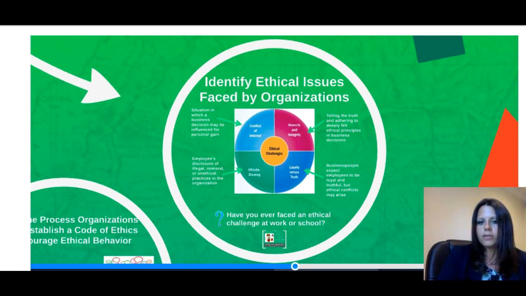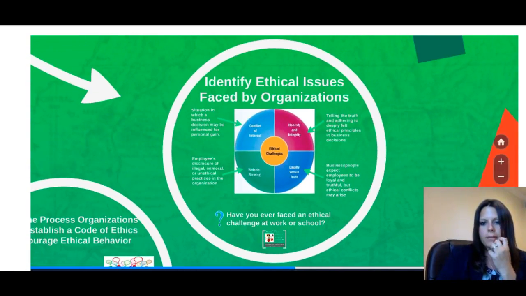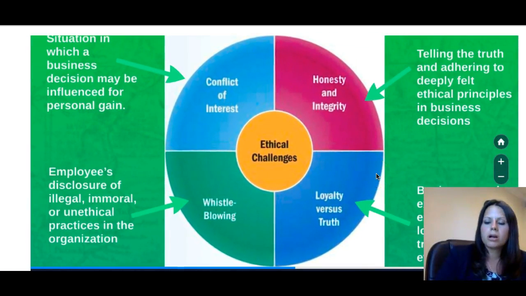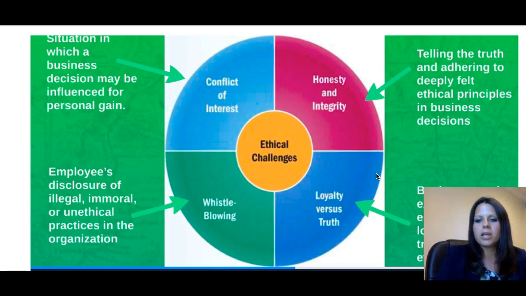Now there are 4 different kinds of categories you can put ethical challenges into. And you'll see those on the screen now. I'm going to just zoom in here so you can see it a little better. So the 4 areas we talk about are these ideas of a conflict of interest, honesty and integrity, whistleblowing, and issues of loyalty versus truth.